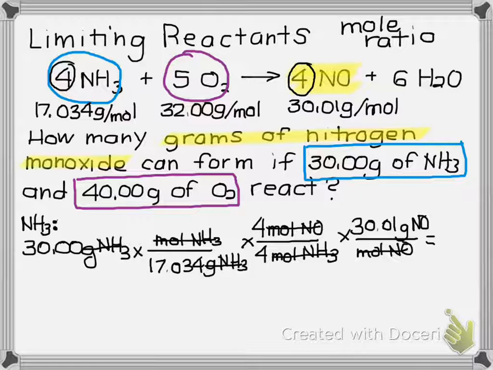And I get, to 4 significant figures, 52.85 grams of NO. Okay, so what I just solved there is, if I have 30 grams of ammonia, that would make 52.85 grams of NO. Well, I was also told that I have 40 grams of oxygen.